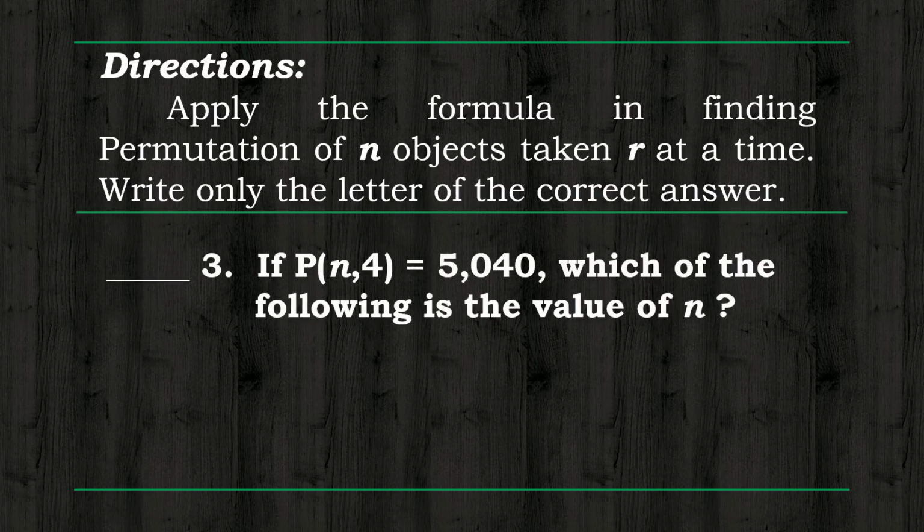Number 3. If permutation of n taken 4 at a time is equal to 5040, which of the following is the value of n? A. 12, B. 10, C. 9, or D. 8? The answer is B.